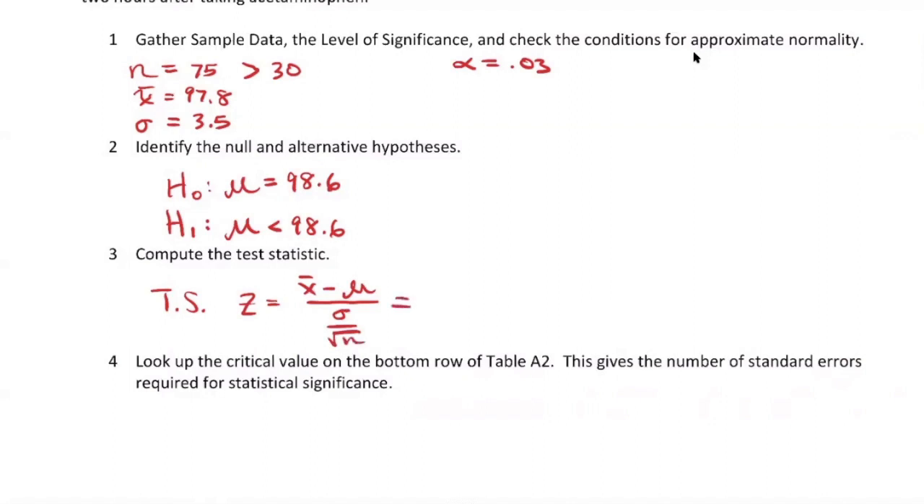So x bar was 97.8. The mean is assumed to be 98.6. That's what people have always said. And then over sigma, 3.5, divided by the square root of n, which is 75. Okay, so see if you can get what I get. It should be negative this time. It's the left tail test.